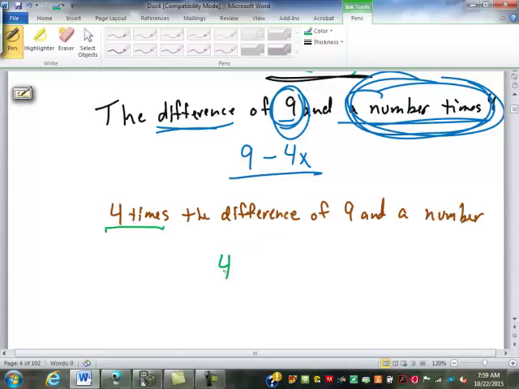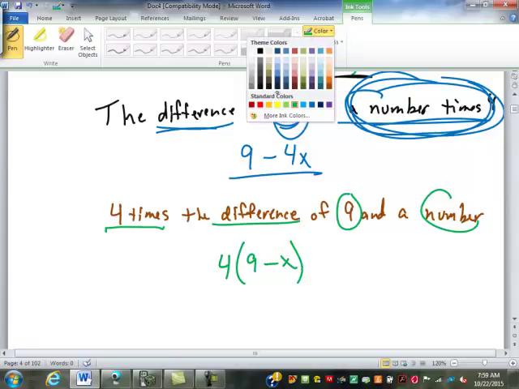Perfect. It's 4 times something, but it's 4 times the difference, which means there's a subtraction that's happening first, and we're multiplying the result of that subtraction. So the difference of what? 9 and a number. So 9 minus x or x minus 9? The way it's written, it has to be 9 minus x because it's in that order. What do you think?